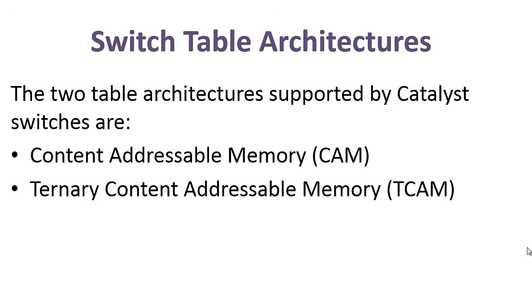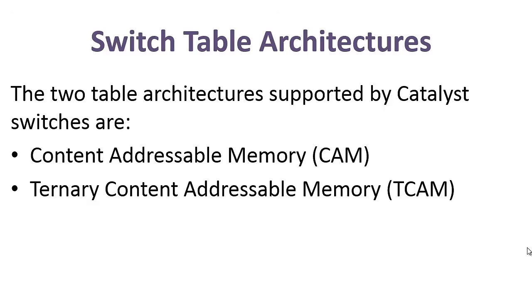It's either 0 for true or 1 for false. And it's most useful for building tables that search on exact matches, such as MAC address tables. Now, TCAM, which is ternary content addressable memory, can match a third state. Instead of just 0 for true or 1 for false, it provides three results: 0, 1, and don't care.